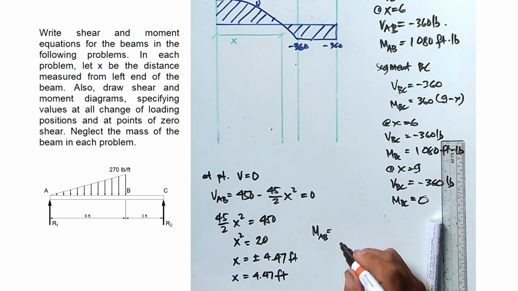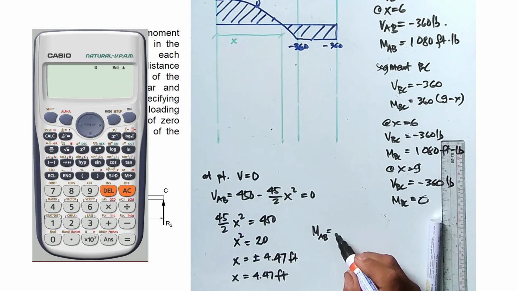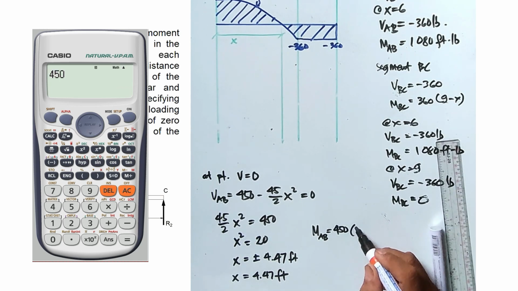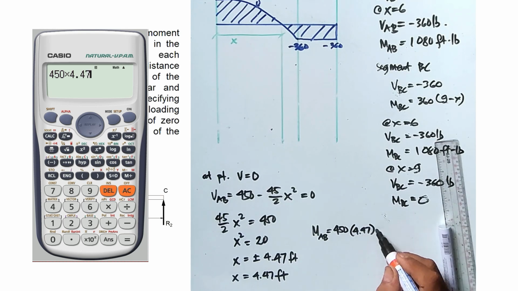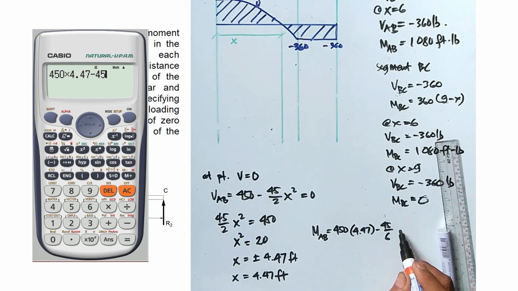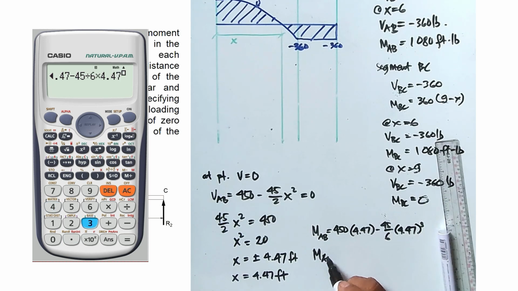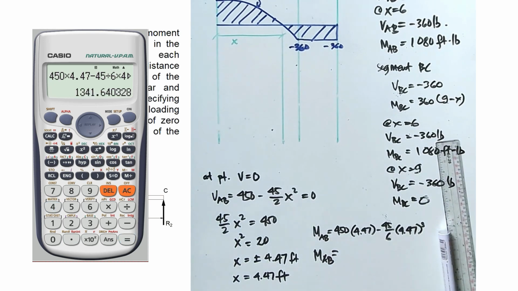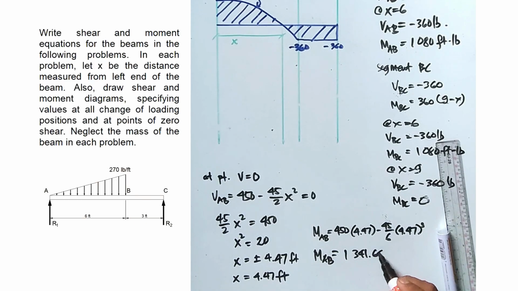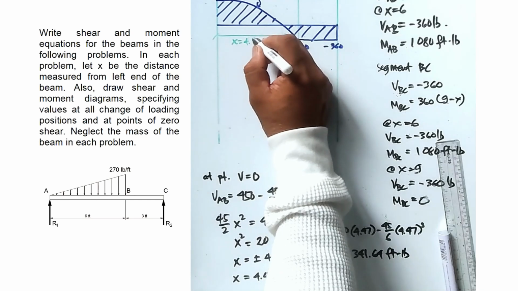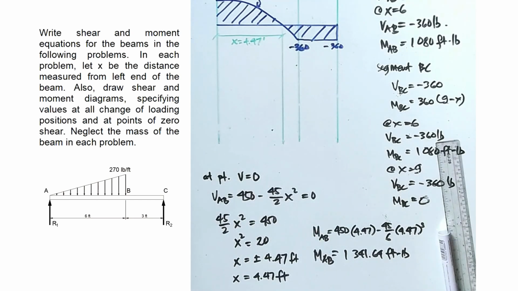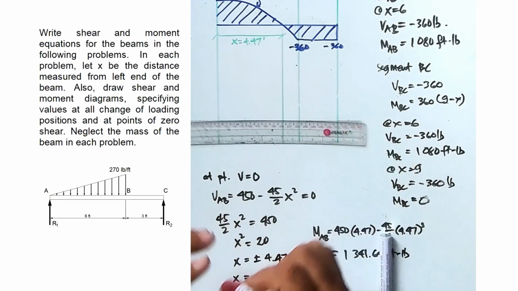And then with this value, we will solve for moment AB at x equals 4.47. So we'll be using this equation here: 450 times 4.47 minus 45 over 6 times 4.47 cubed. Moment AB at that point is 1,341.64 foot-pounds. So this is 4.47 feet.